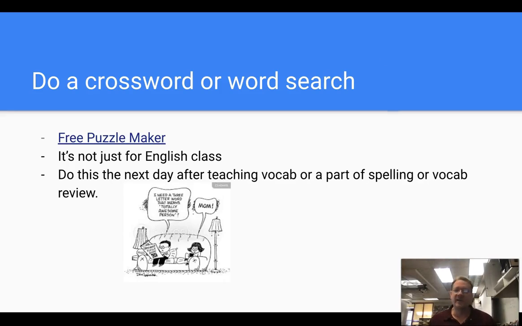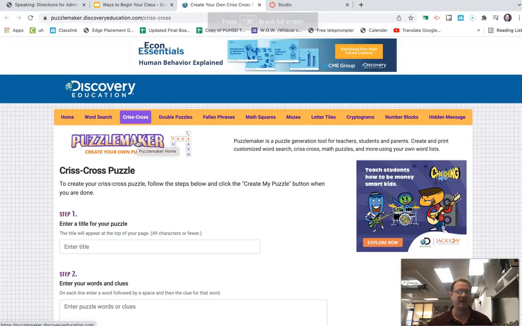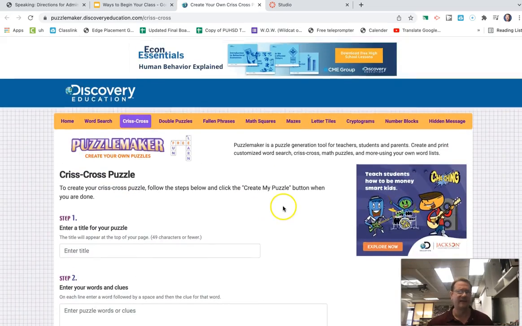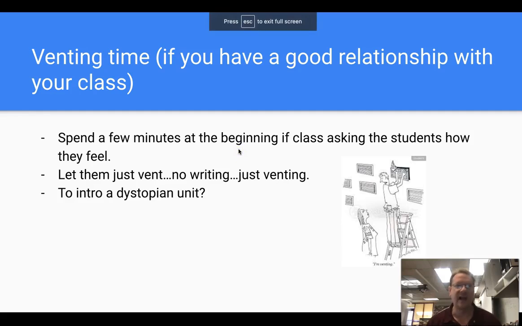The next one, this is great for English class, EL class, or any class that you're doing vocab a lot in. It's a crossword puzzle or a word search. I have linked on the screen a free puzzle maker. So if you click that, it's the Discovery Channel puzzle maker. Great puzzle maker. I also have the full version of this. I think it's like $10 or so, and it gets rid of all the ads. You can do a bunch more things with it. It's great if you're doing vocab tests or whatnot. It gets their eyes on the vocab, seeing it from a different perspective. Crossword puzzles, word searches are a great way to begin class.